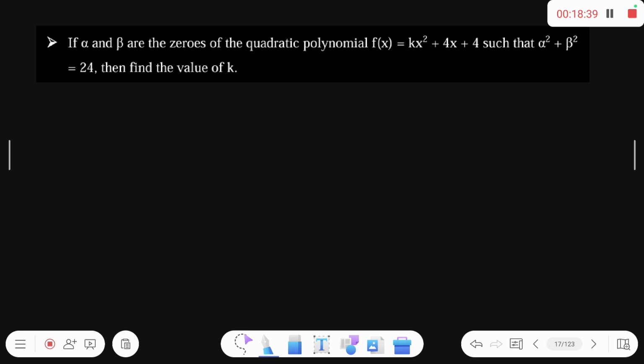Next, if alpha beta are the zeros of the quadratic polynomial kx square plus 4x plus 4 such that alpha square plus beta square is 24. Now from this polynomial, alpha plus beta is equal to minus b by a, that is minus 4 by k, and the product alpha beta is c by a, that is 4 by k.